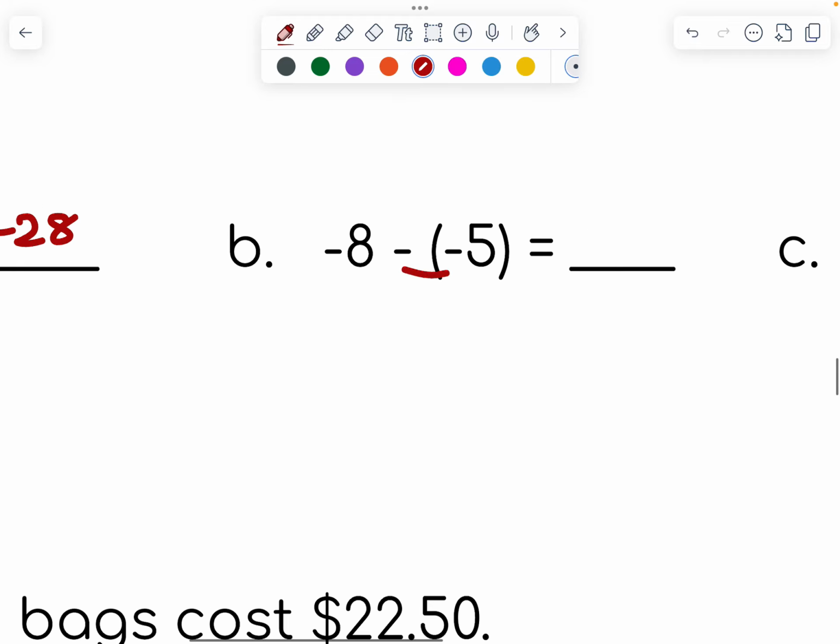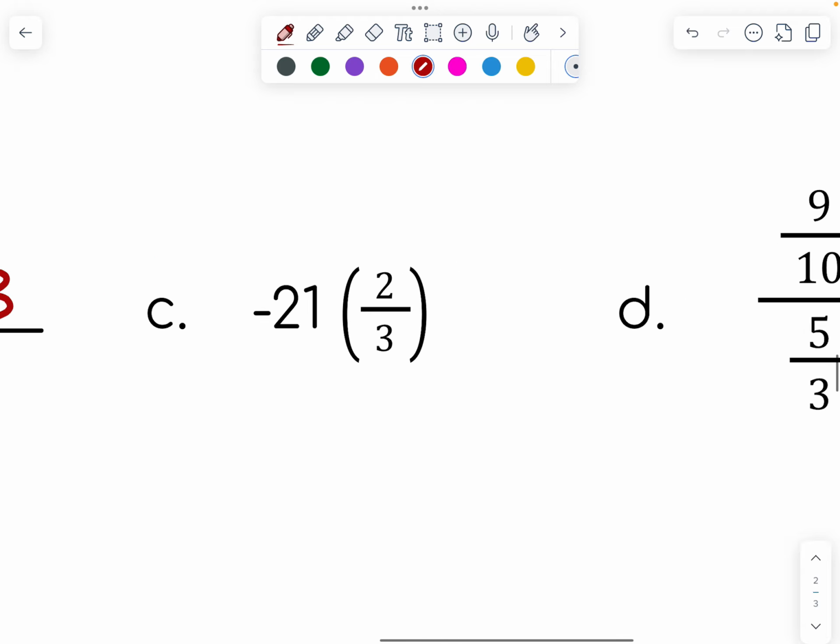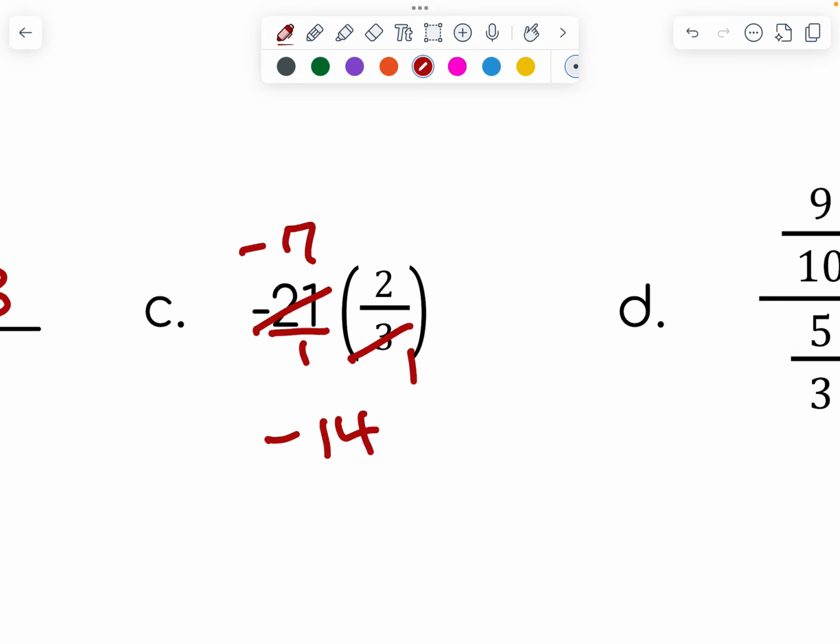On this one, take care of these first. So that'll be a negative 8 plus 5. If you need to do scoreboard, do it. You got 8 negatives, 5 positives, 3 more negatives. Oh, I'm going to cross cancel. That's like multiplying. 3 goes in there once, 3 goes in here, 7. Don't forget it's a negative. So a negative 7 times 2 is negative 14.